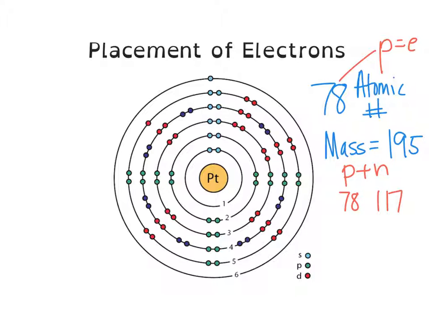There are a lot of electrons in this Bohr model, as demonstrated in these circles. You can see that each ring has a different set of colors, and if you look at the key down here, the blue ones are the S, the green ones are the P, and the red ones are the D, which doesn't mean anything right now.